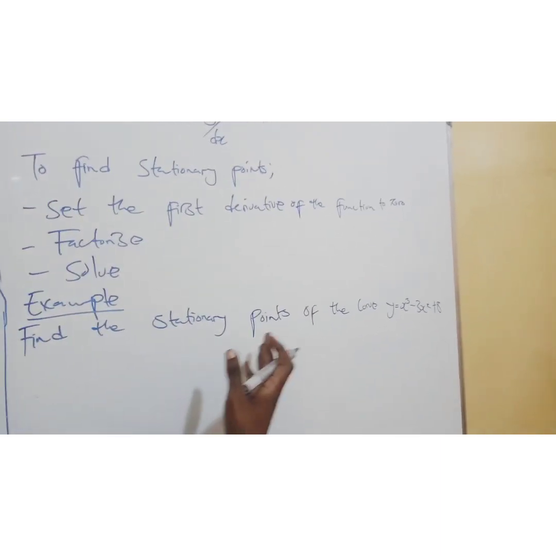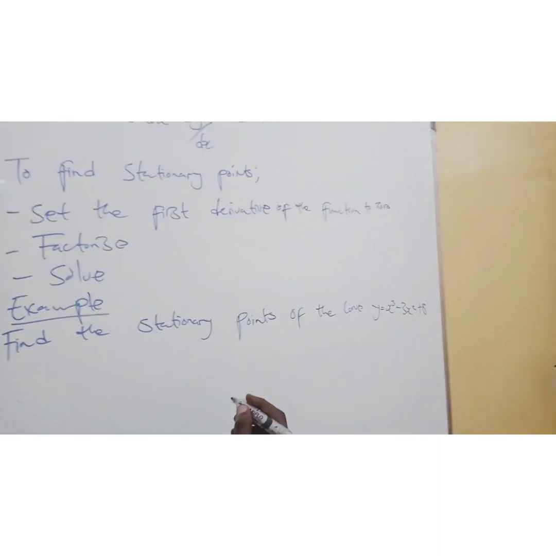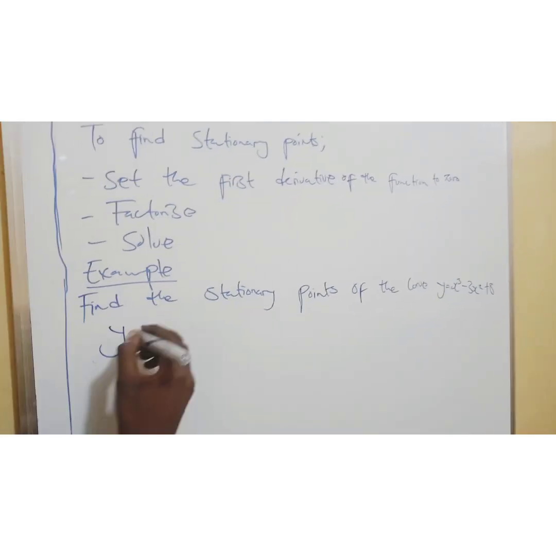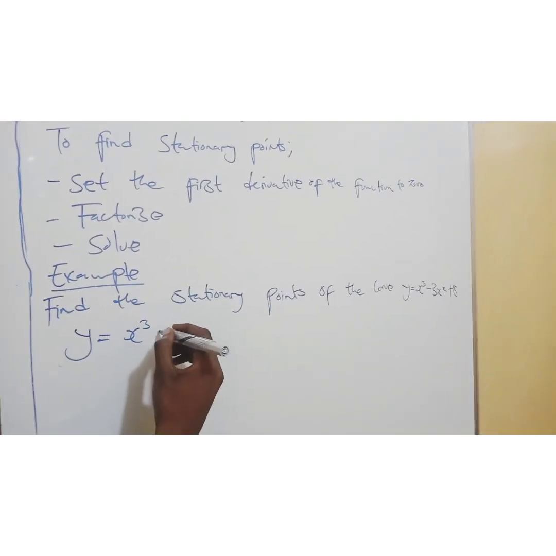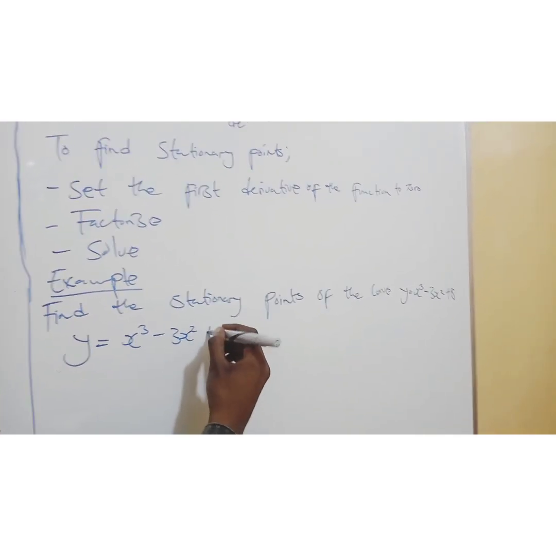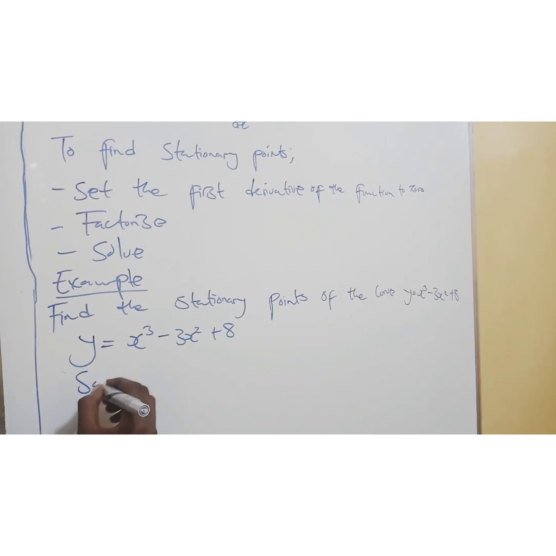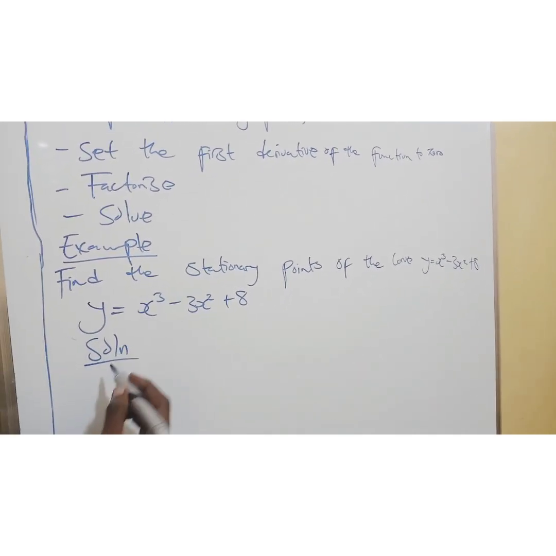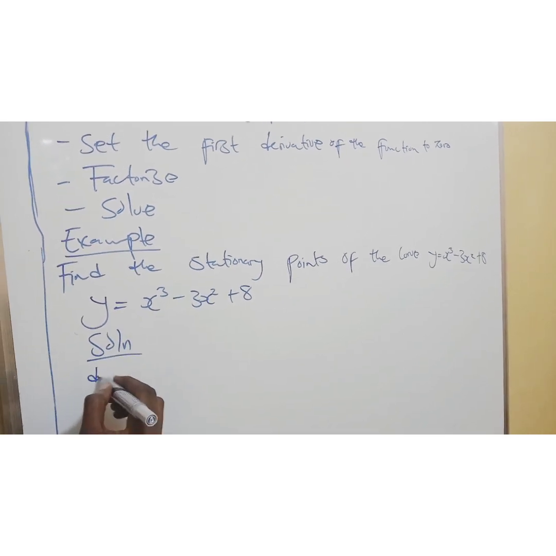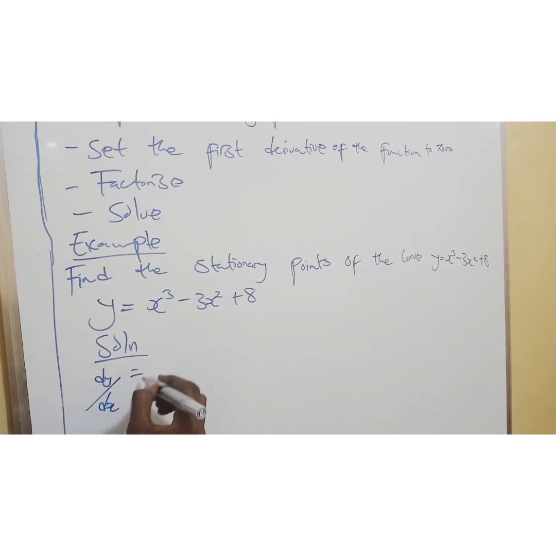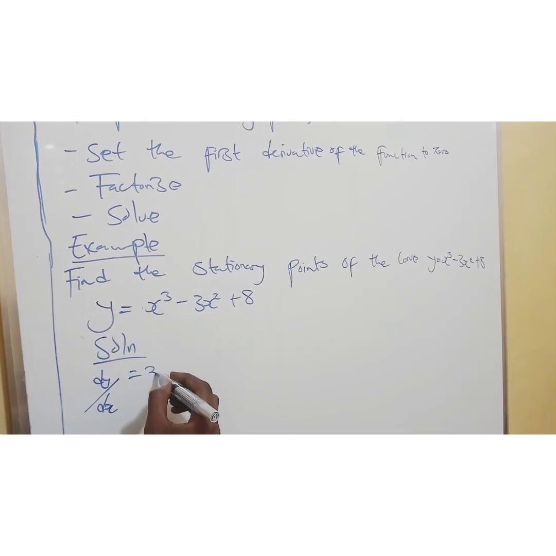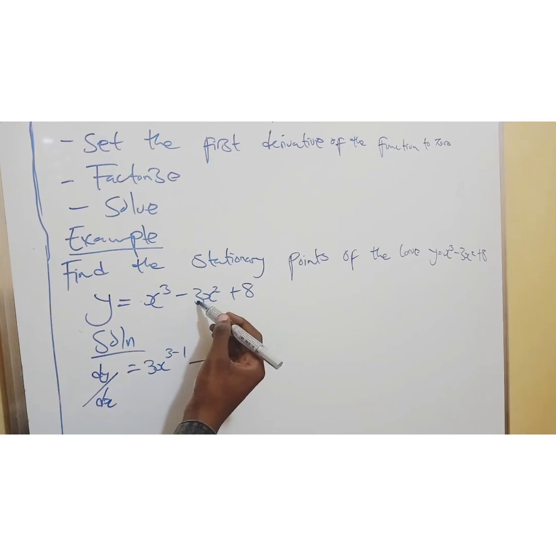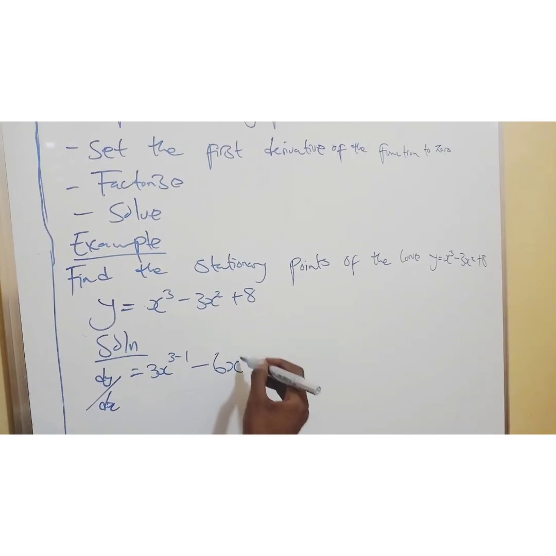Find the stationary points of the curve y is equal to x to the power 3 minus 3x squared plus 8. So this is what we have. The solution is this. We need to find the derivative, so dy/dx is equal to 3 times 1 is 3x, 3 minus 1, minus 2 times 3 is 6x, 2 minus 1.